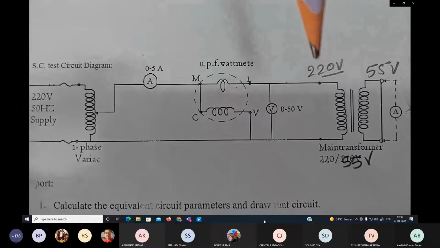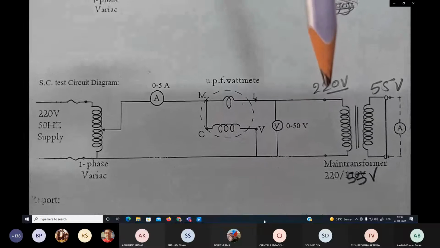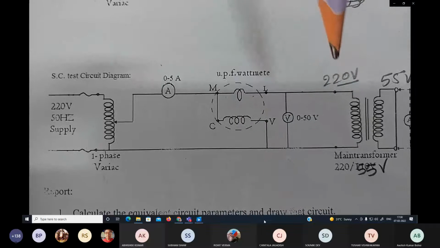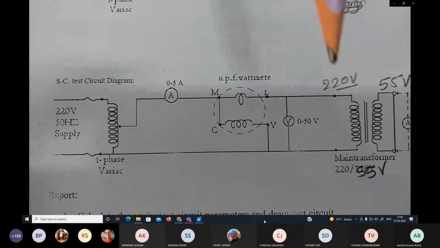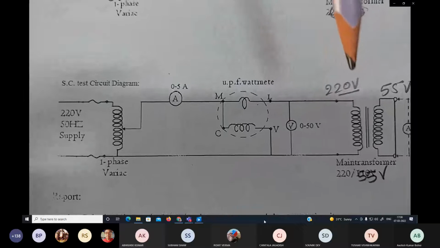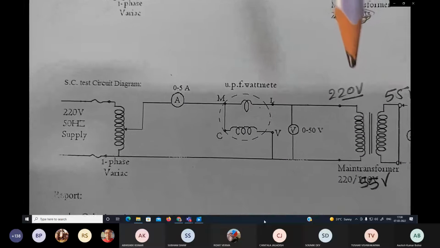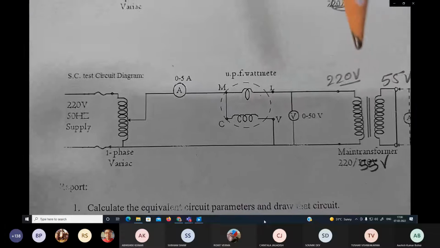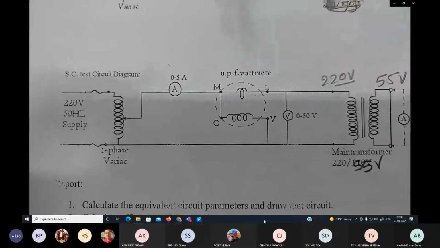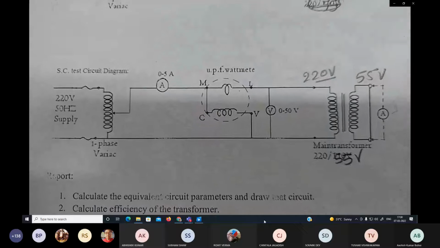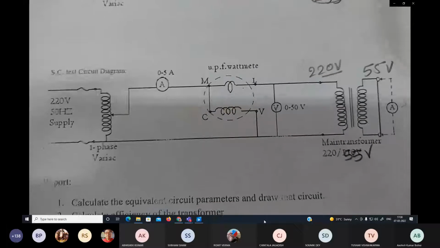Here, the voltage required for this experiment will be 5 to 15% of the full load voltage, that is 5 to 15% of the 220 volt side, since 220 volts is the rated voltage. So 5 to 15% of 220 volts will be the minimum voltage required to send the full load current through the secondary, that is the 55 volt side.